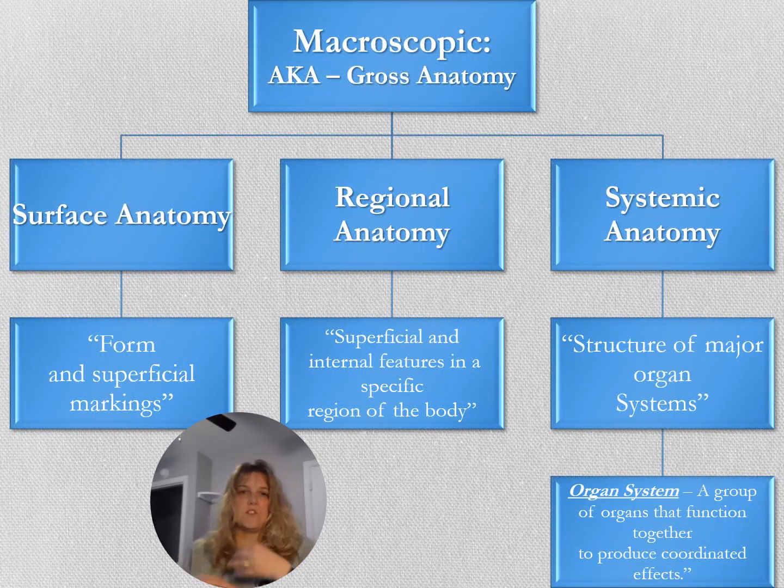Then you move into what is referenced as macroscopic anatomy, or what you can see with the naked eye, and this is also sometimes called your gross anatomy. You have three different subcategories. You have surface, regional, and systemic anatomy.